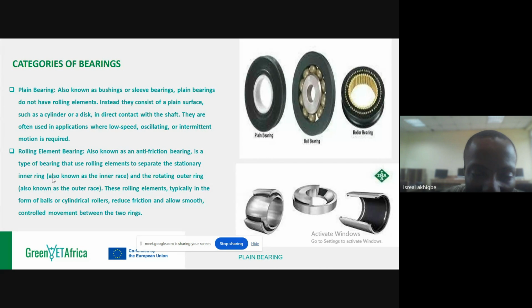Now, a rolling element bearing, also known as an anti-friction bearing, is a type of bearing that uses rolling elements to separate the stationary inner ring, also known as the inner race, which I already explained before, and the rotating outer ring, also known as the outer race. Normally, like I said, the outer ring actually doesn't rotate. Apologies for that. The outer ring doesn't rotate. It's just the inner ring. These rolling elements, typically in the form of balls, which would be a ball bearing, or cylindrical rollers, reduce friction and allow smooth and controlled motion between the two rings.